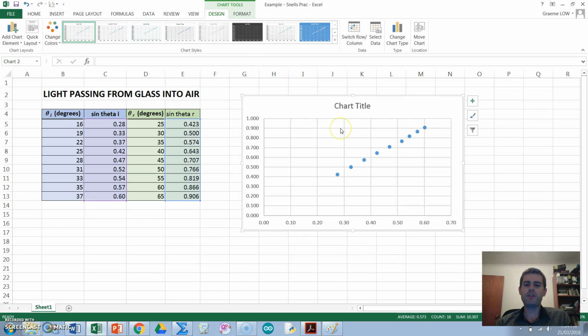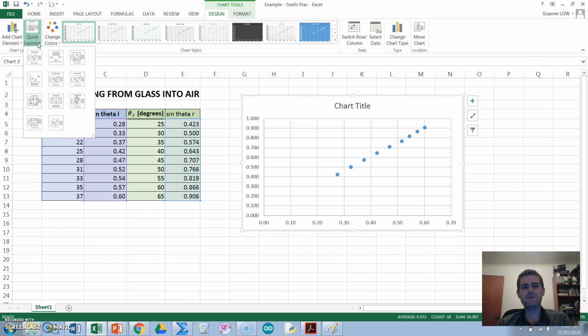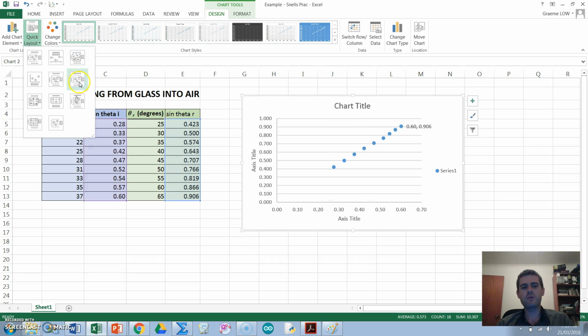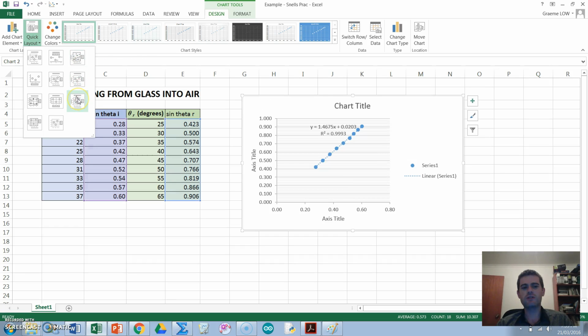Now we need to do a couple of things, it's not quite perfect yet. Now you can fiddle with this as much as you want if you're obsessed with making it pretty, but there are a couple of things that your graph needs regardless. So the first thing it needs is space for axis labels. So go up to quick layout, go down to the one that, and you might have trouble seeing this in the video, but it's the one that looks like this. It's got spaces for labels on the sides, and it's got a little FX and a line of best fit.